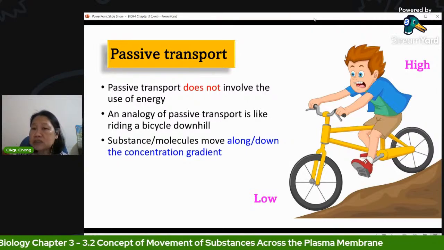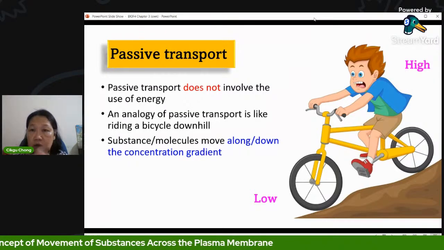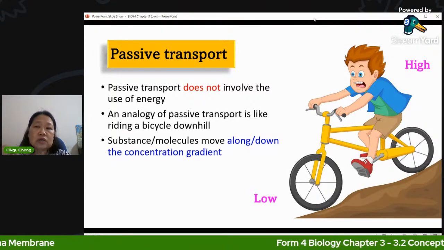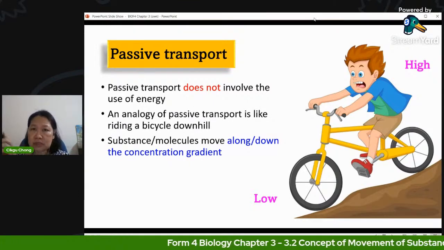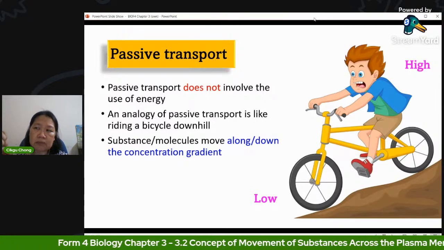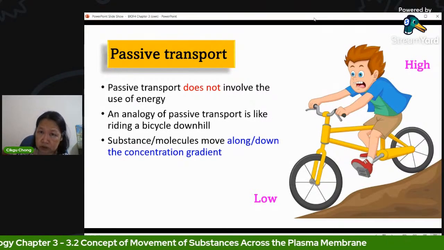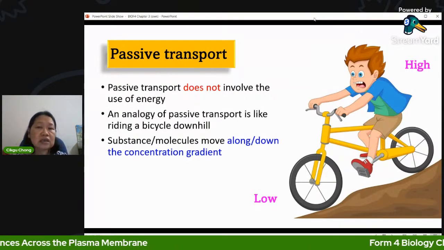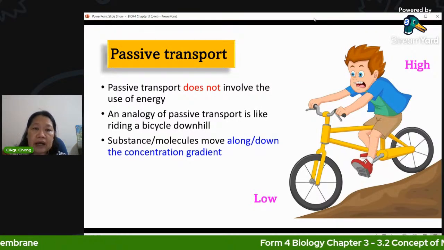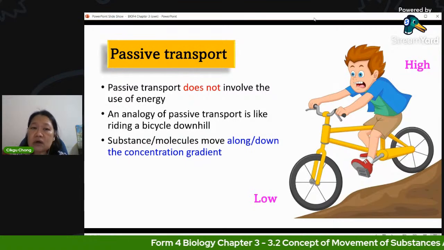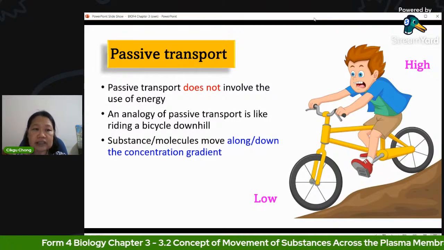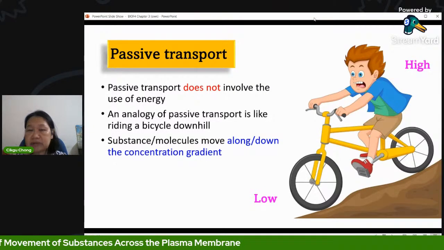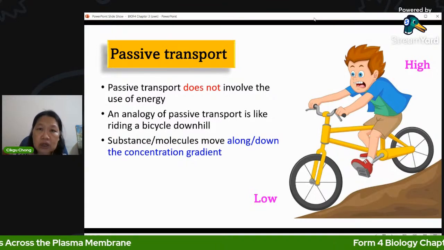So that means one side of the substance, or we call it water or whatever, has got more of this molecule, then the other part here will have less. So naturally, automatically, the molecules will try to move from the place that has got more molecules to less molecules on its own. You don't even have to push it. It will do it by itself. So this is the analogy of a passive transport, whereby substances will move along, or we say down the concentration gradient. You can say move along the concentration gradient or down the concentration gradient. That means it's always high concentration to lower concentration.